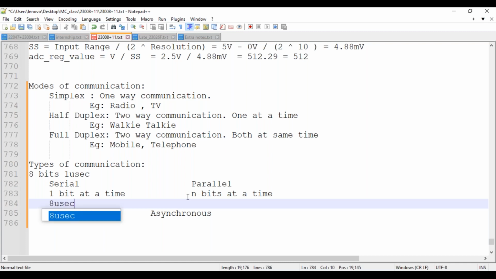So one time 1 microsecond, if I consider, 8 bits needs to be transmitted 8 times. So it is going to occupy 8 microseconds in total. But when it comes to parallel communication, all 8 bits can be transmitted in 1 microsecond itself. So if you compare serial and parallel communication, serial communication is comparatively slower. Parallel communication is always faster compared to serial communication.